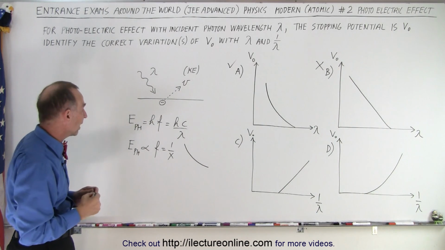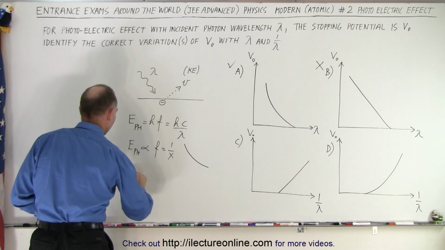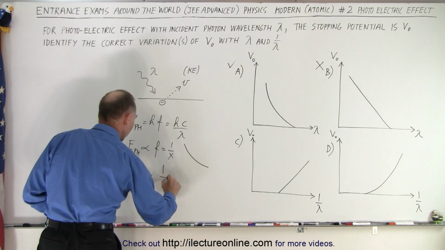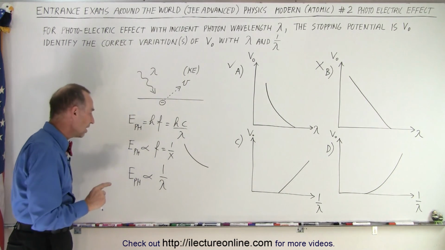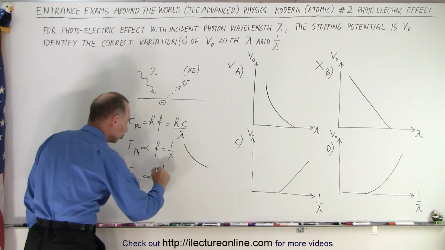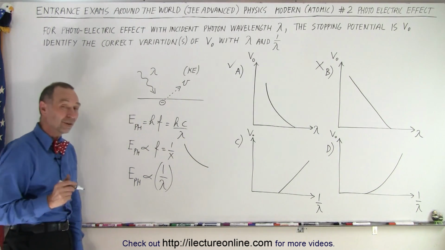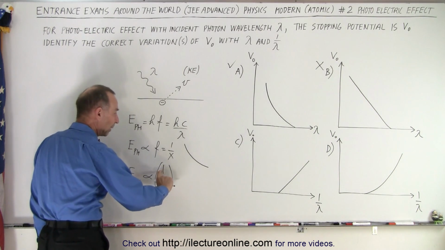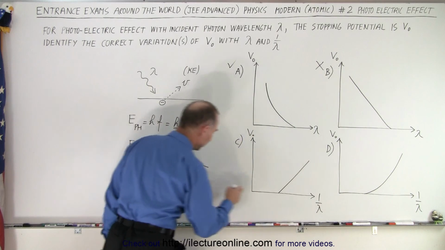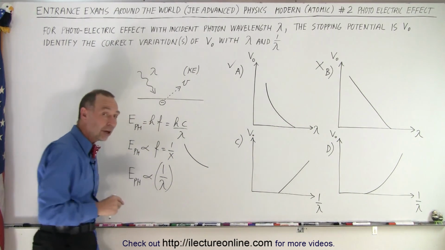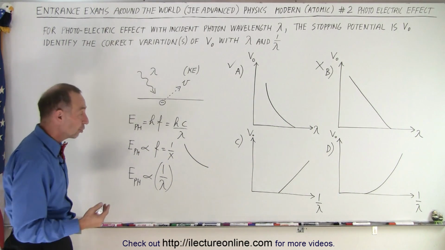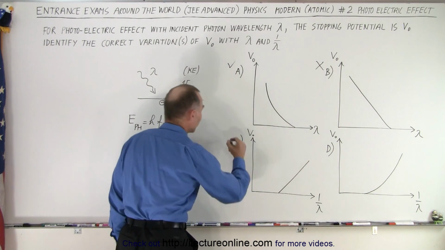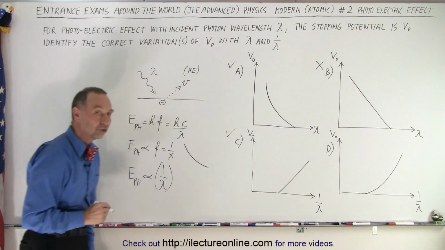Now what about 1 over lambda? The energy of the photon is proportional to 1 over lambda, so it's a direct relationship. Here we're looking at a linear relationship. As 1 over lambda gets bigger, the energy of the incoming photon gets bigger, and the more stopping potential you're going to need. But it's a linear relationship. That means this is the correct relationship.